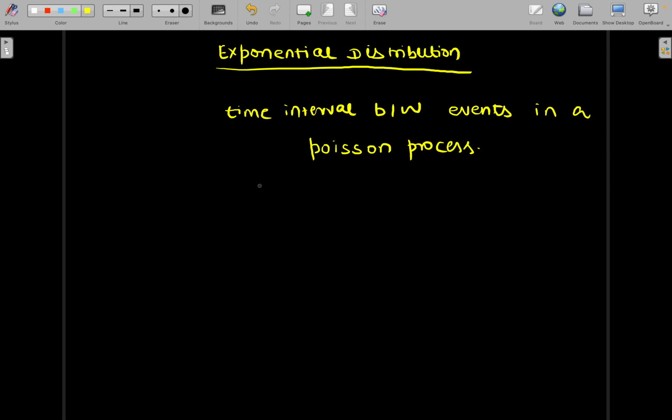So what does this mean? In Poisson we had seen an example. We were trying to measure the time between consumers coming to the Amul cafe. So imagine this is my time axis, and let's say this is my event.